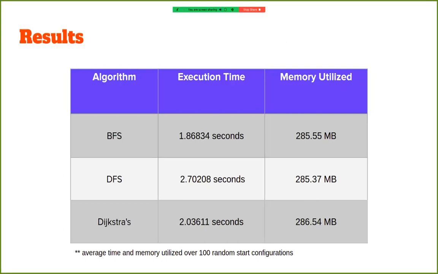Hence, it finds the optimal state in less time. The DFS time is the highest, at 2.7, because it explores all the branches and backtracks till it finds a particular solution. So there's a lot of exploring in DFS. And Dijkstra is in the middle of the execution time of BFS and DFS.